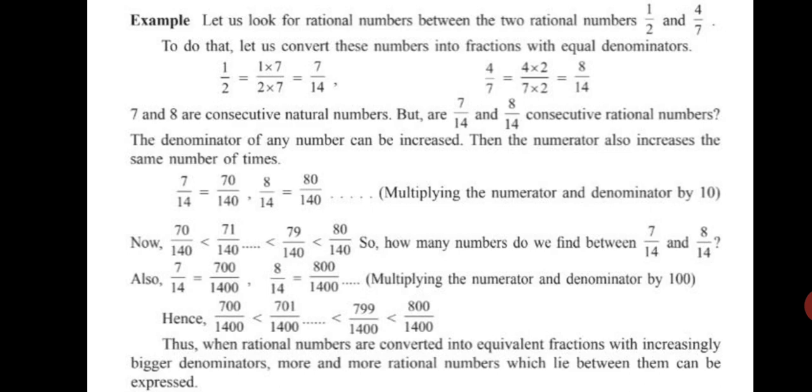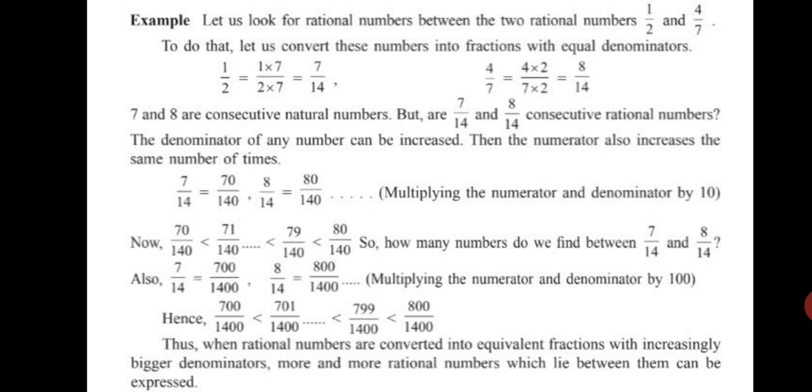That means we can find the fractions in between the two given fractions or rational numbers by increasing the denominator and the numerator by multiplying by a common number. So this way you can find the rational numbers which lie between two given rational numbers.